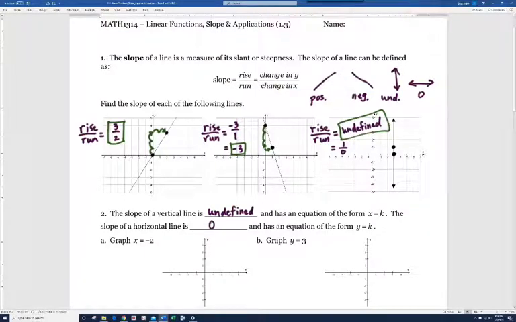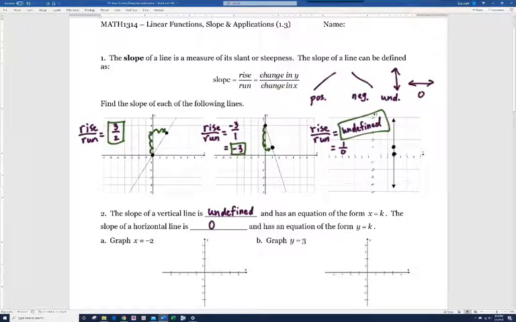So basically, notice these are considered linear equations, but they only actually have one of the variables. If you have x equals a number, that's going to be a vertical line. If you have y equals a number, that's going to be a horizontal line. So let me show you how to graph these.